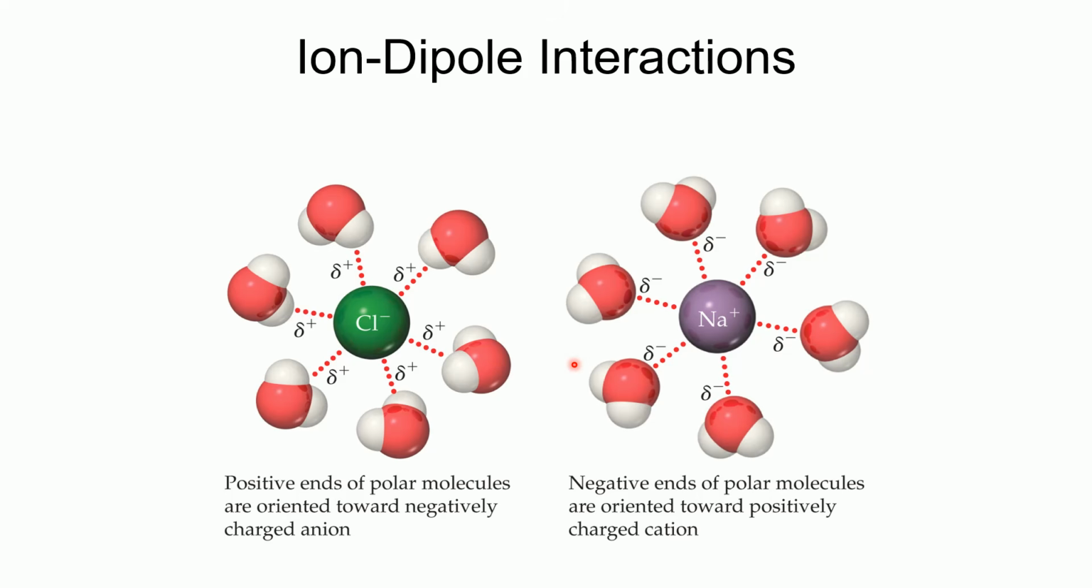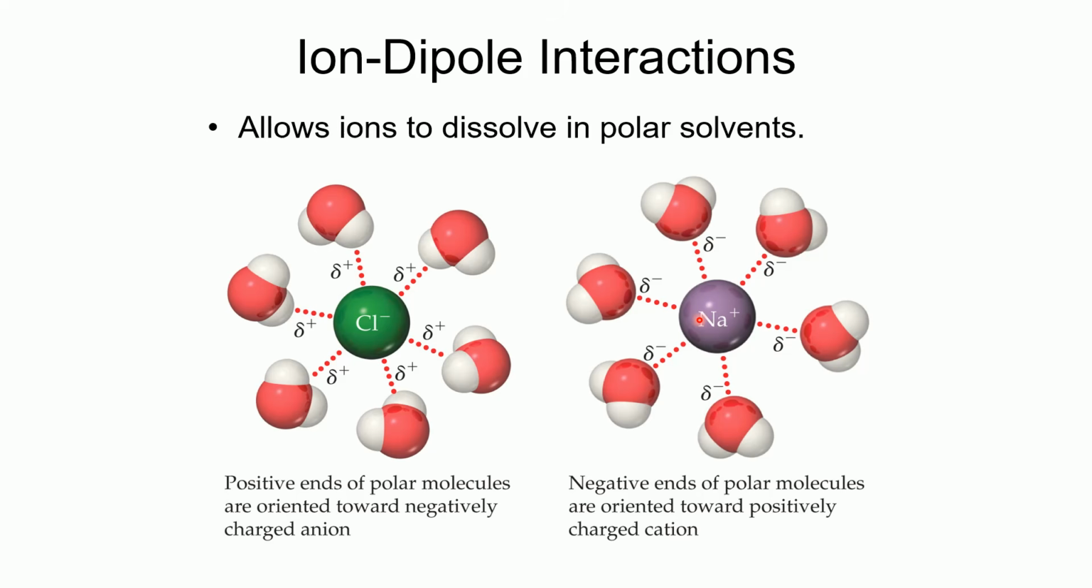Our next type of intermolecular forces is called ion-dipole interactions. And here, in order to have an ion-dipole interaction, we need to have an ion and a dipole. Again, that seems kind of obvious, but here we've got the negatively charged chloride anion, and it is attracted to the partial positive charge on the hydrogens. And then here we've got the partial negative charge on the oxygens, and it is attracted to the positive charge on sodium.